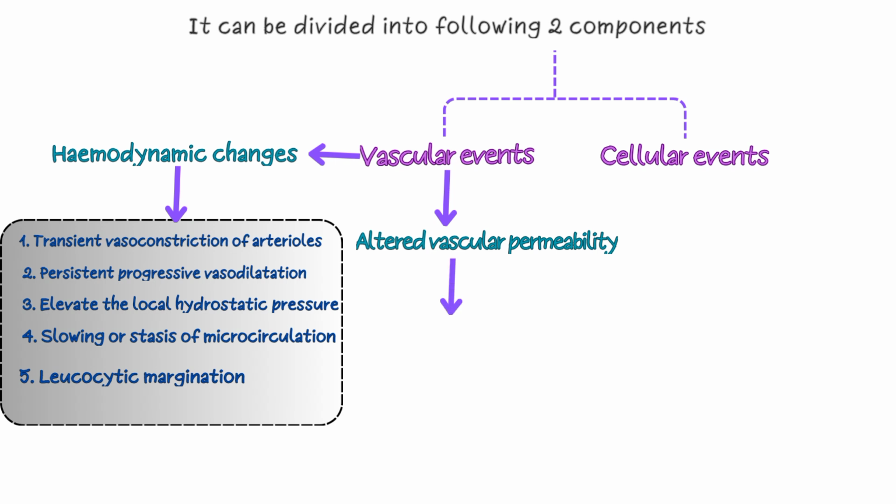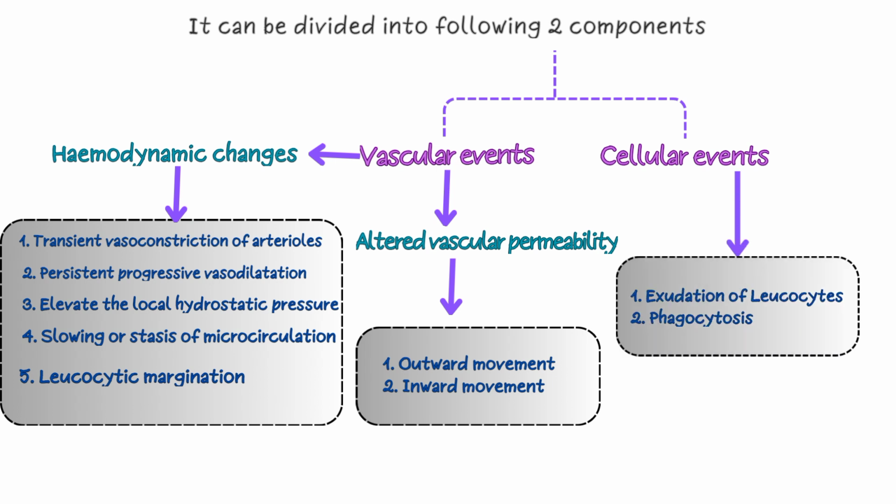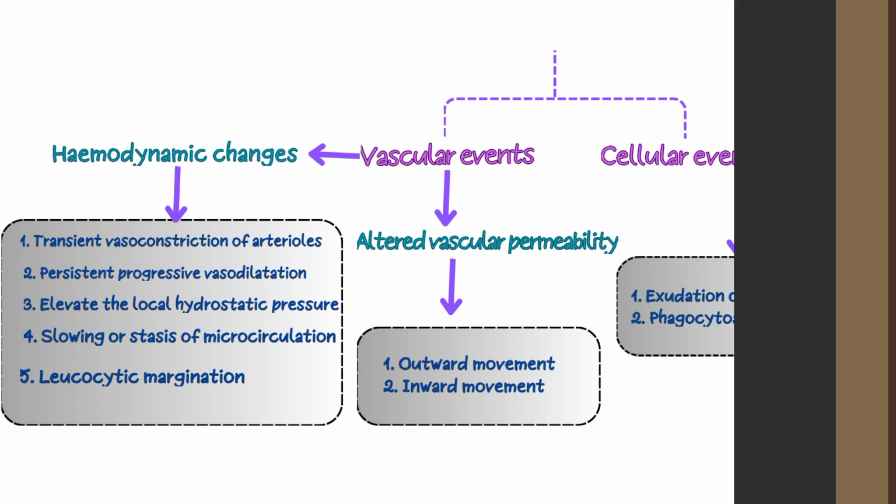Further, move on to altered vascular permeability. There is the Starling hypothesis which contains 1. Outward movement. 2. Inward movement. Now cellular event can be discussed under 2 headings. 1. Adhesion of leukocytes. 2. Phagocytosis. Now we are detailing more about vascular event.